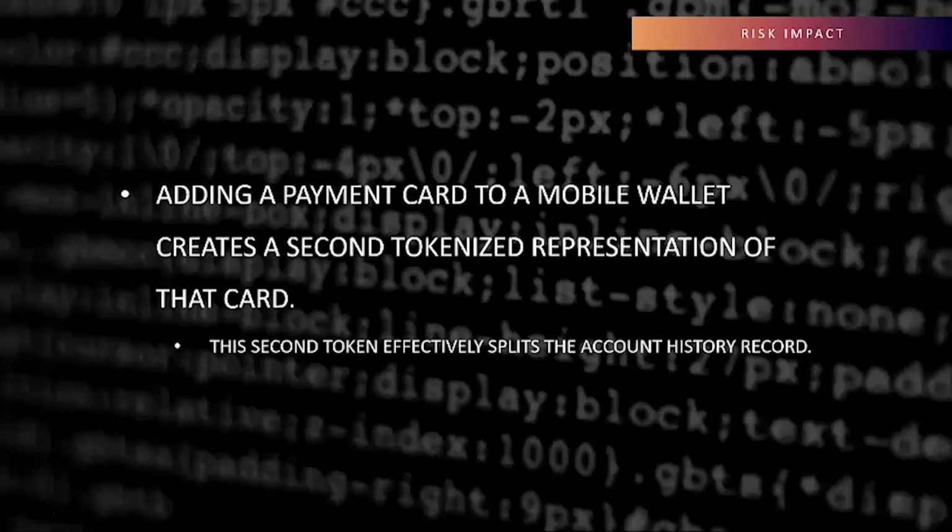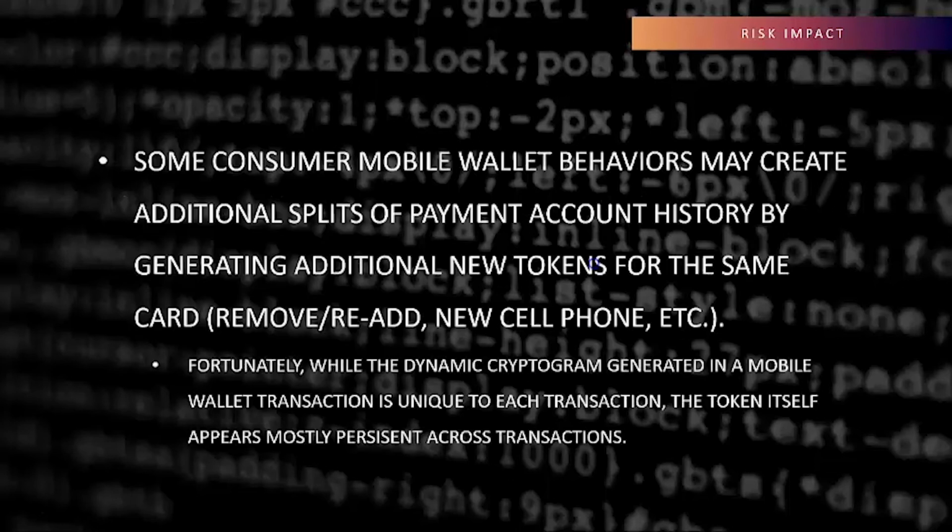So what that essentially means is that if I would like all transactions related to an account history for that Visa card, there are now two tokens that I need to pull up related to that account history, and not simply just the one. There are some additional consumer behaviors that we believe may create even more splits of the payment account history just by generating additional new tokens for that same card.